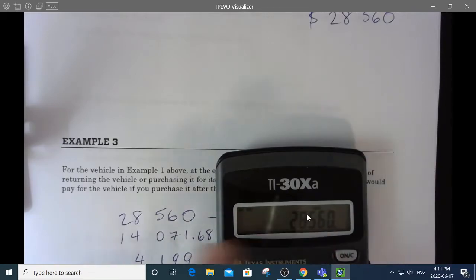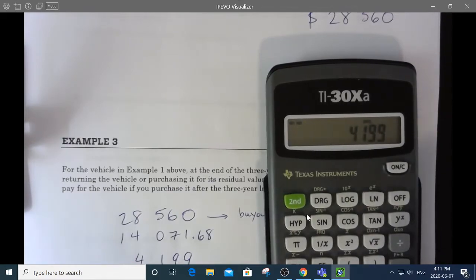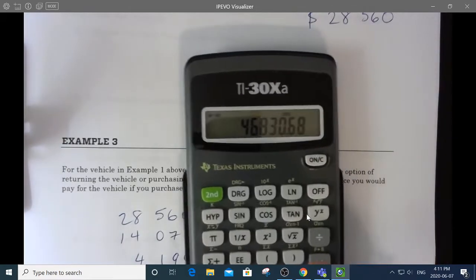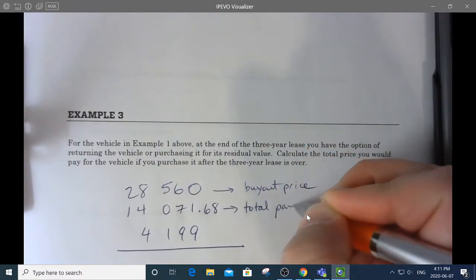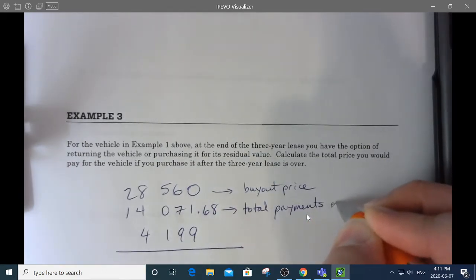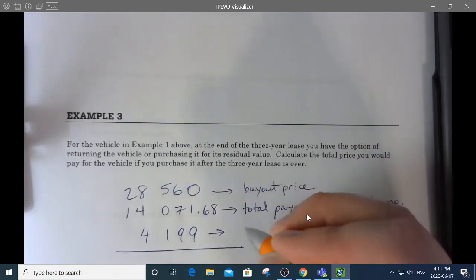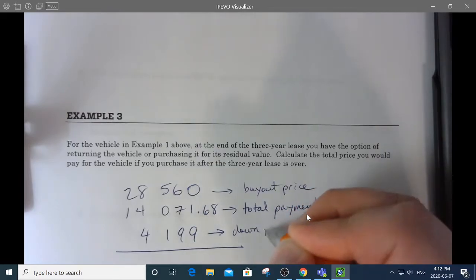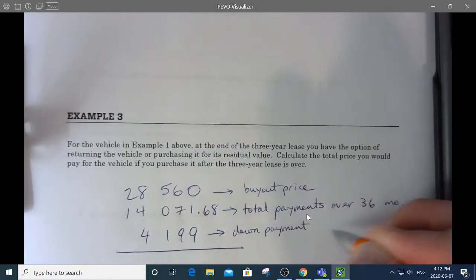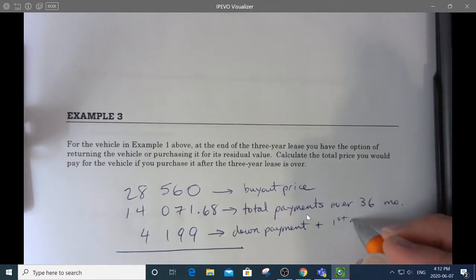So I already have that first number there, and I saved that in memory 1, didn't I? Plus recall 1, yes I did. Plus $41.99. Okay, and again, let's just write down what these things are. Total payments over 36 months is what that is. And this was down payment plus first month's payment.